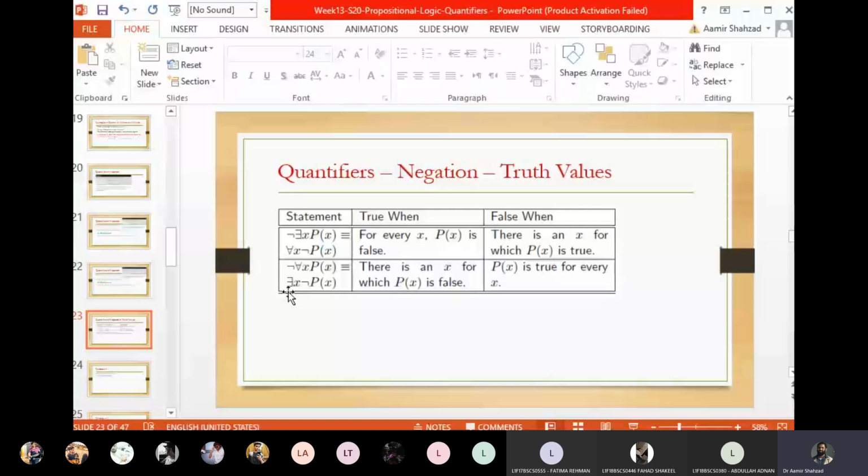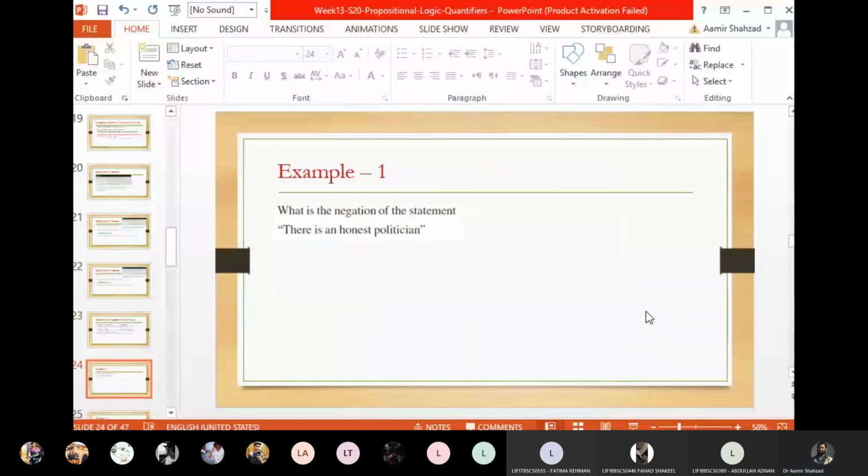So negation true हो जाएगी. और negation false कब होगी? When it is false for every x. P of x, so when it is true for every x. So negation is going to be false when p of x is true for every x. So as you can see, negation और जो simple statement है वो एक दूसरे के opposite है. Let's do some examples.